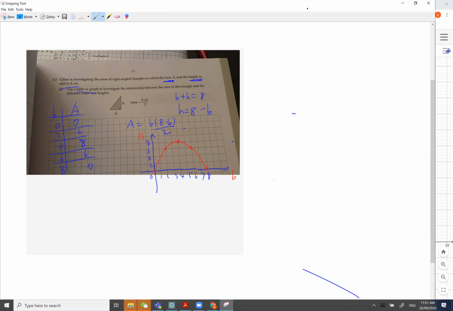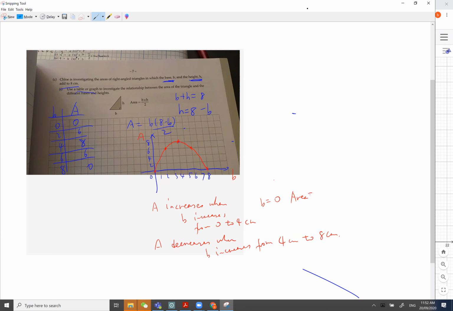So you just use your graph, discuss. You can discuss: area increases when B increases from 0 to 4 cm. Area decreases when B increases from 4 to 8 cm.